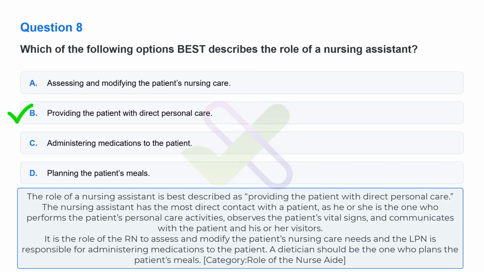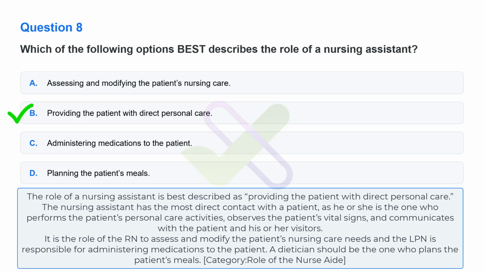The correct answer is B. Providing the patient with direct personal care. The role of a nursing assistant is best described as providing the patient with direct personal care. The nursing assistant has the most direct contact with a patient, as he or she is the one who performs the patient's personal care activities, observes the patient's vital signs, and communicates with the patient and his or her visitors.